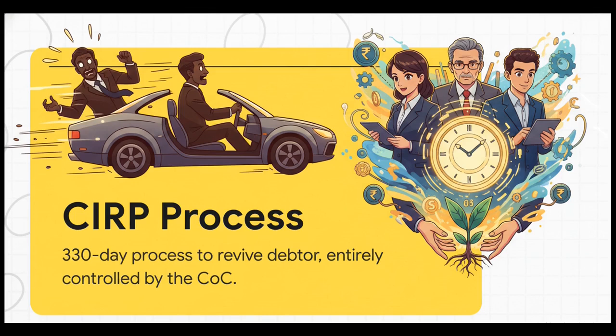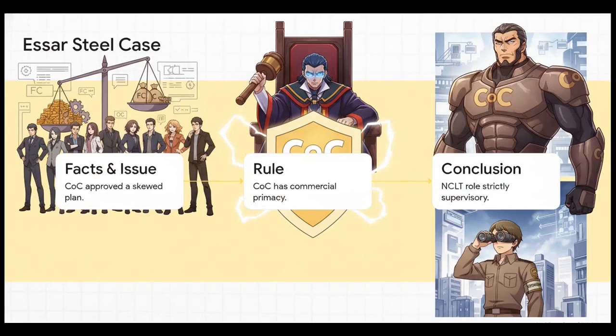The Corporate Insolvency Resolution Process, or CIRP, is a strict, unyielding 330-day timeline. The moment a company defaults, the promoters are immediately thrown right out of the driver's seat. Absolute control is shifted directly to the financial lenders, known as the Committee of Creditors, or COC. The primary goal is to revive the debtor, for sure, but that 330-day clock is ticking loudly. And who holds the ultimate power in this situation?